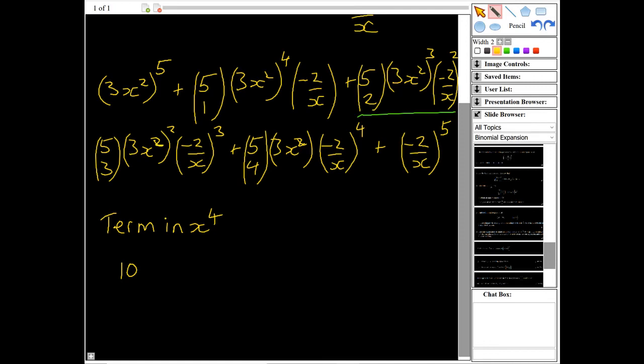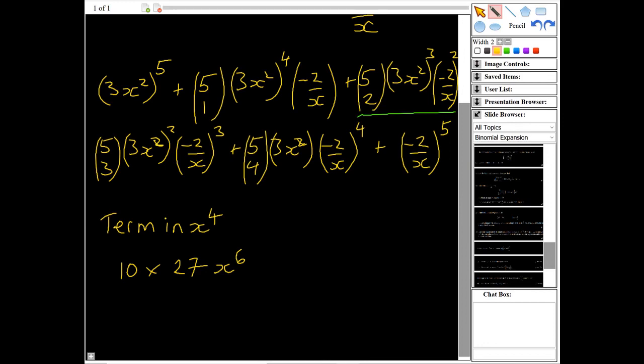But 5 choose 2 is 10, so it's going to be 10 multiplied by 3x squared all to the power of 3. So I'm going to have 3 cubed, which is going to be 27. Then I'm going to have x squared cubed, which is going to be x to the power of 6. So that's the first two parts.